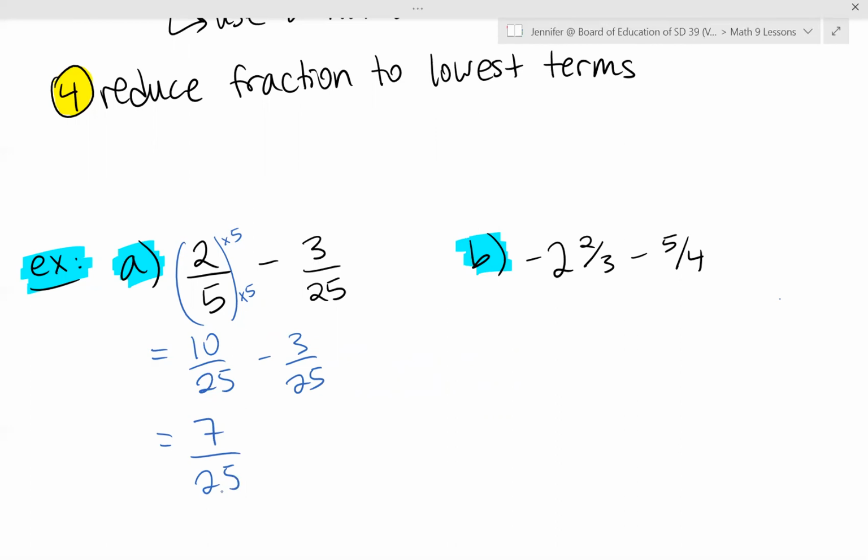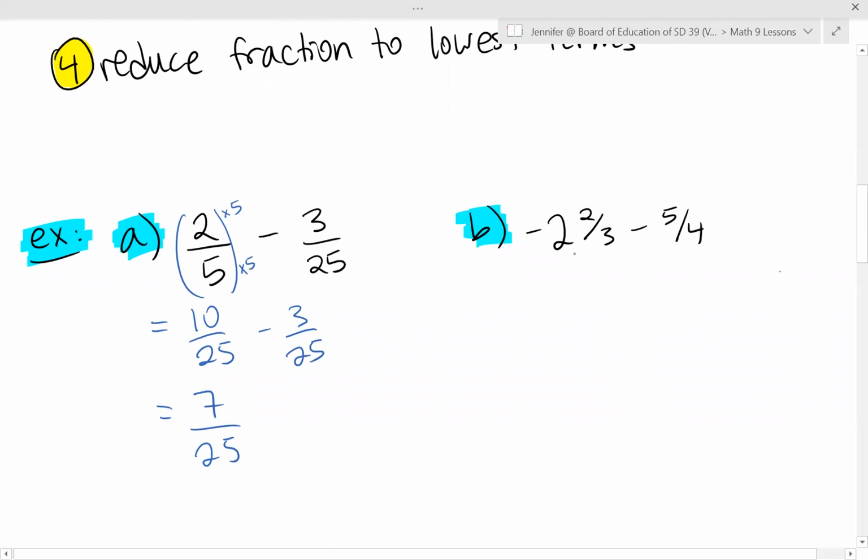It cannot be reduced. Second example, we have to first convert this mixed fraction into an improper fraction. So we've got a negative on the outside, and then when we convert this, we've got 2 times 3 gives us 6, plus 2 gives us 8. So 8/3, and this stays as it is. We find our common denominator. If our denominators are 3 and 4, then a common one would be 12. And we can get there by multiplying the first fraction by 4 on the top and bottom, and the second one by 3 on the top and bottom. So 8 times 4, that gives us -32/12.